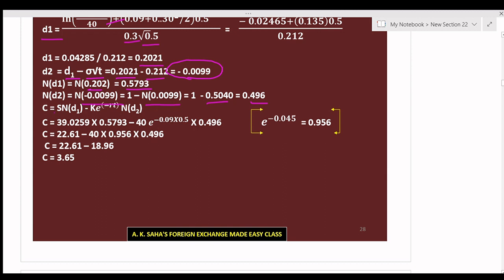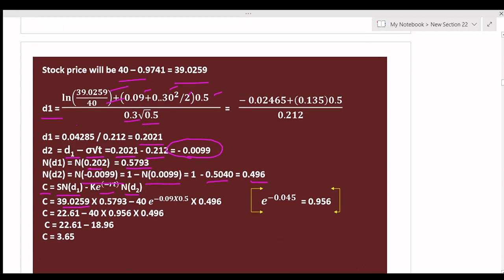0.496. Now it is to be computed, the call option value. So C is equal to S into N(d1) minus K into e to the power minus RT into N(d2). That is, C is equal to S is 39.0259, which we have earlier calculated here, into N(d1) is equal to 0.5793.